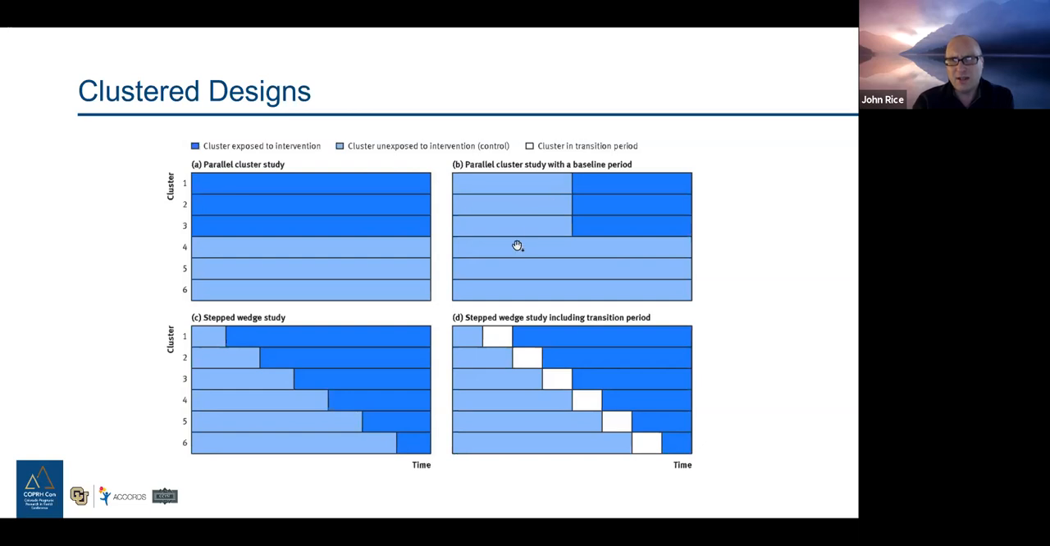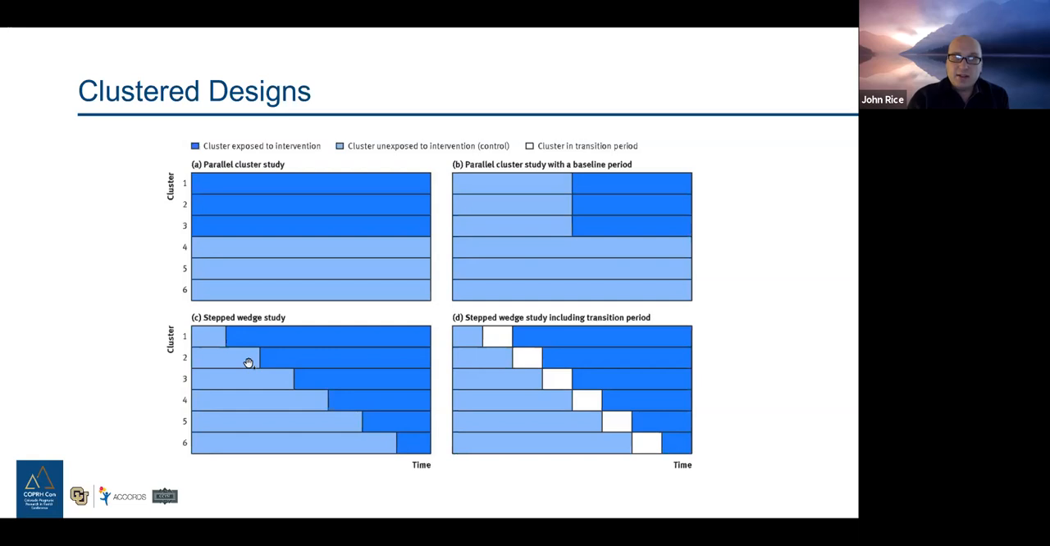Then we have introducing a baseline period. So both arms start out in control, and then randomly one set of clusters transitions to treatment. This would be something like a difference in differences type analysis, potentially, where we're looking at the difference in change over time between the clusters that are randomized to treatment and control.